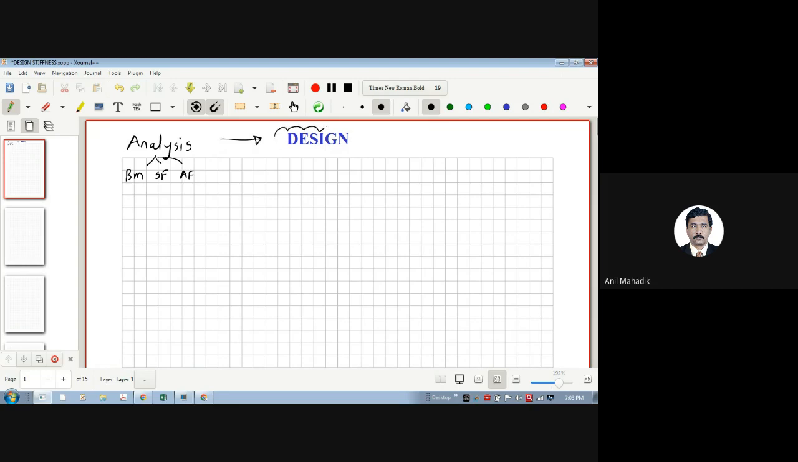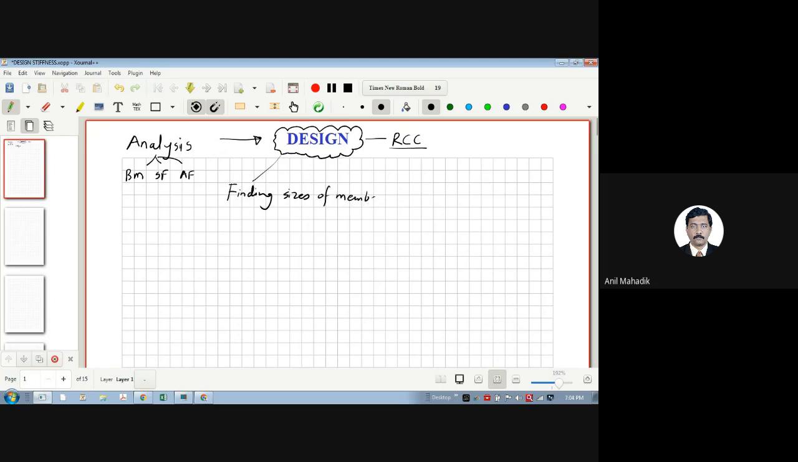So I just want to ask you, what do you mean by design? What is meant by design? Find out the sizes of members and reinforcement. Yes, so finding the sizes. Let's say we are talking about RCC design for the time being. So if you are doing the RCC design of members, you're finding the sizes of members.